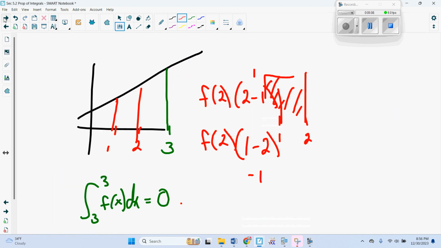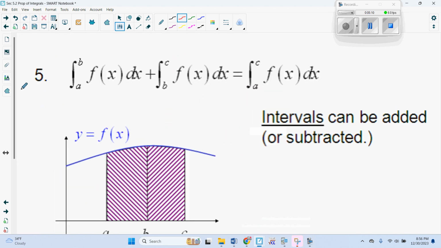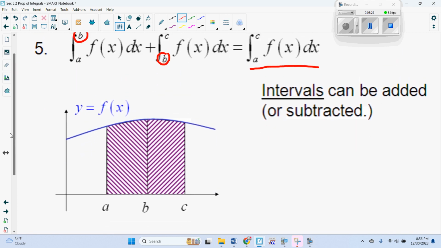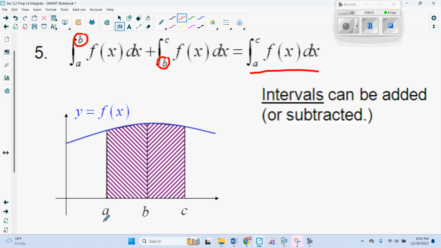Our fifth property is a little different. This says if we have the integral from a to b and an integral from b to c, we can combine that into a single integral from a to c. Now, if we think about that from the graph, this makes complete sense. If we have the area from a to b, and then we have the area from b to c, we could combine those into one integral.